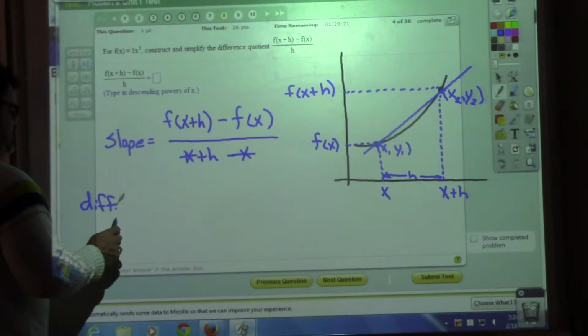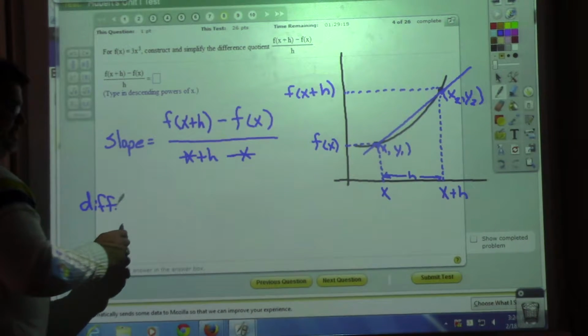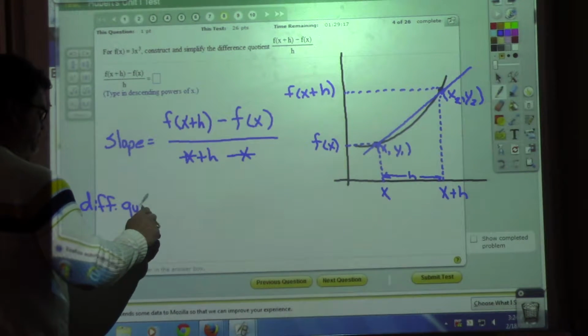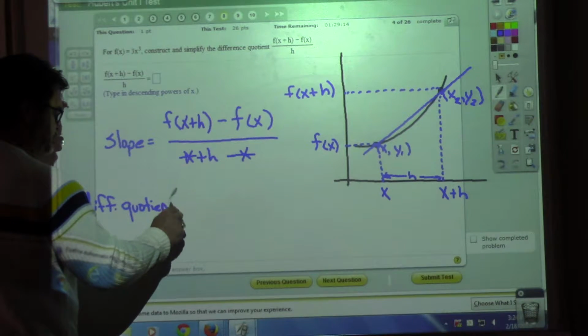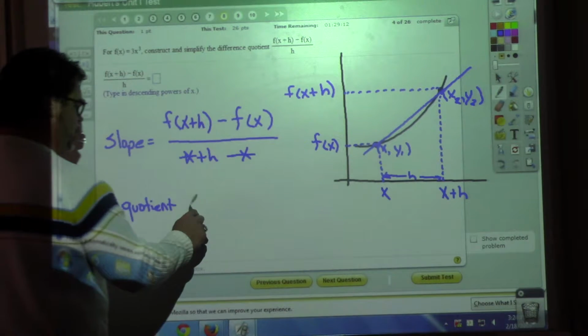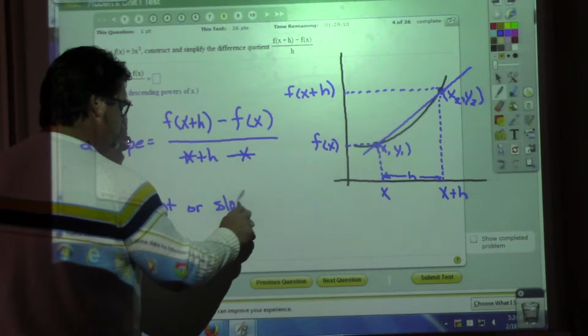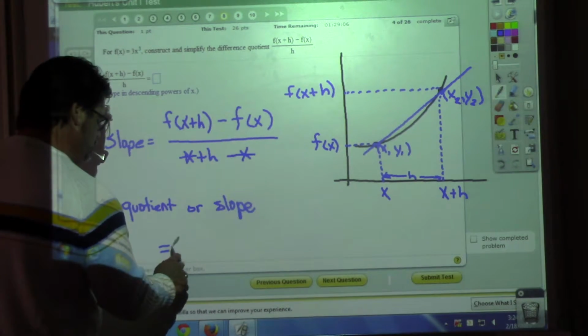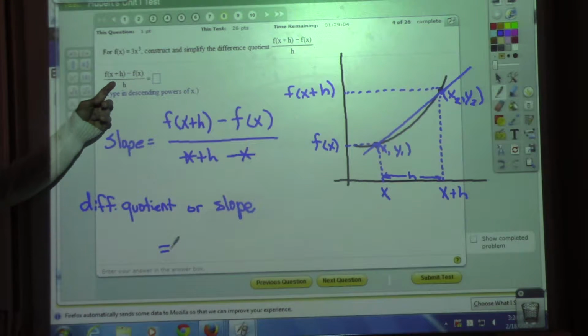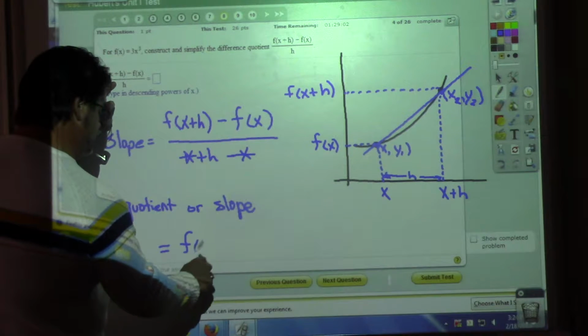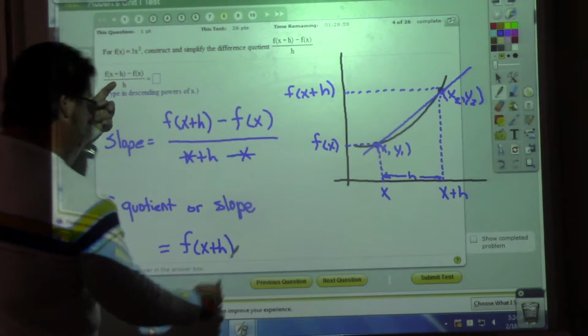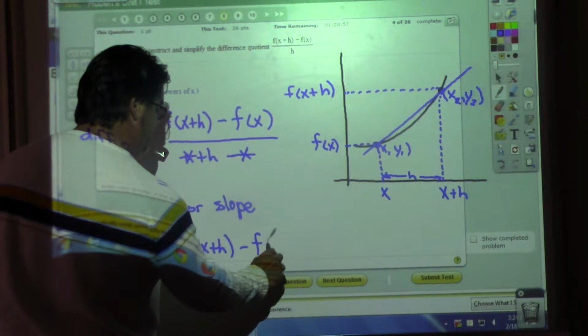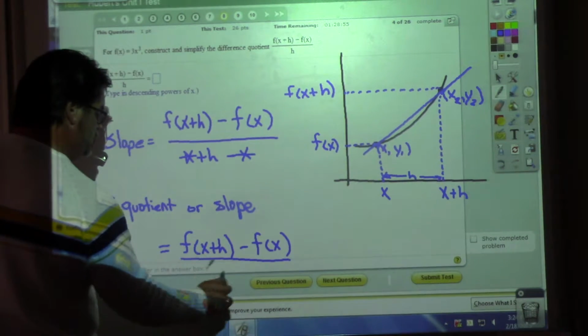This is one of those things that you need to highlight for Calc 1. Difference quotient for slope is equal to that: f of x plus h minus f of x over h.